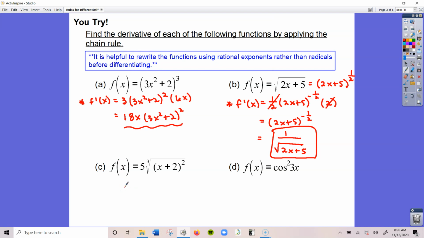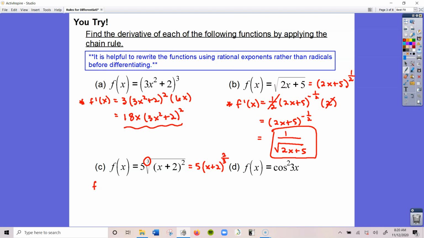Moving along to c, we have f of x is equal to 5 times the cube root of x plus 2 squared. Now to rewrite this, we have the 5, and then the x plus 2. Remember that when you have a radical with an exponent, the root is the denominator and the power is the numerator.